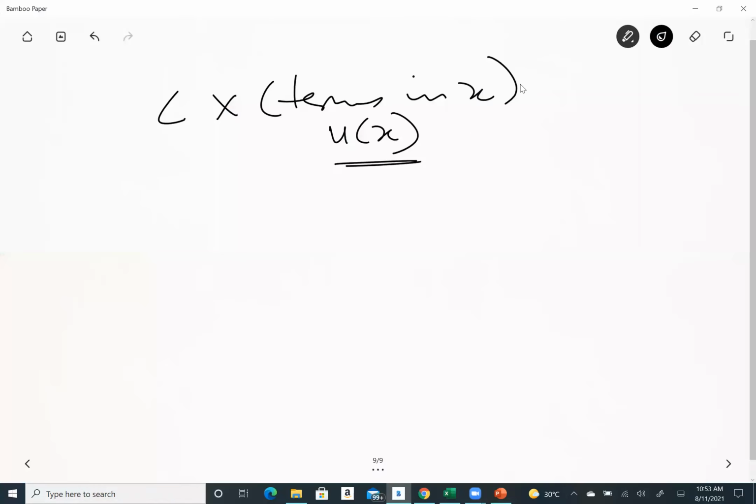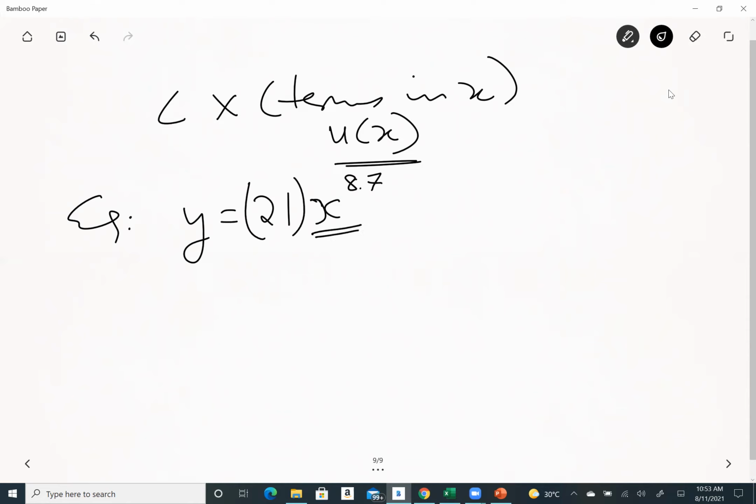Okay. So here, for example, let's say I have y equal to 21 multiplied by x to the power of 8.7. So the constant, you don't have to worry about the constant. The constant will just go with the derivative. So you just differentiate x, all right?